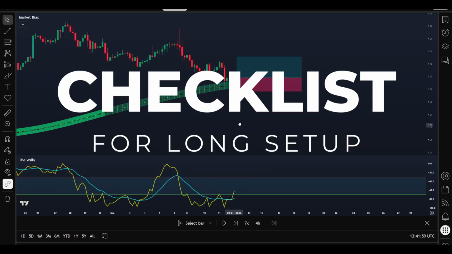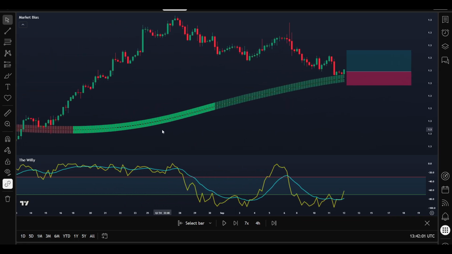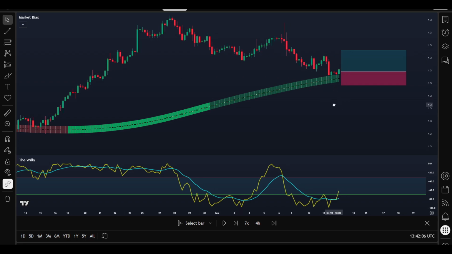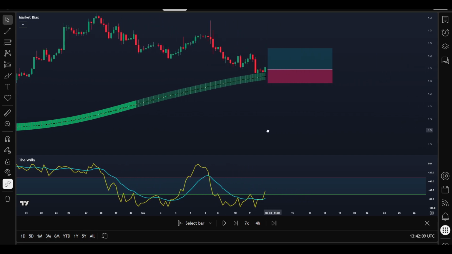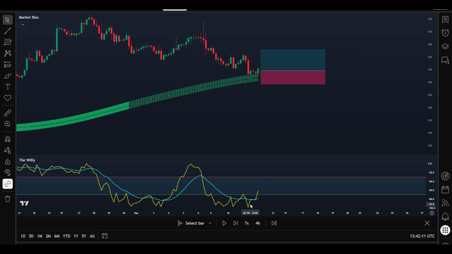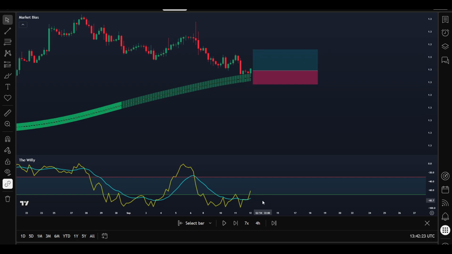Long setup checklist. First, market bias shows an active uptrend. Ribbon is bright green and price is trading above it. Second, a pullback forms. Ribbon flips from bright green to dark green while price retraces but holds the bullish structure. Third, entry timing. The yellow %R crosses above the blue EMA and the cross happens below -70. At the moment of the cross, the market bias ribbon must still be dark green.